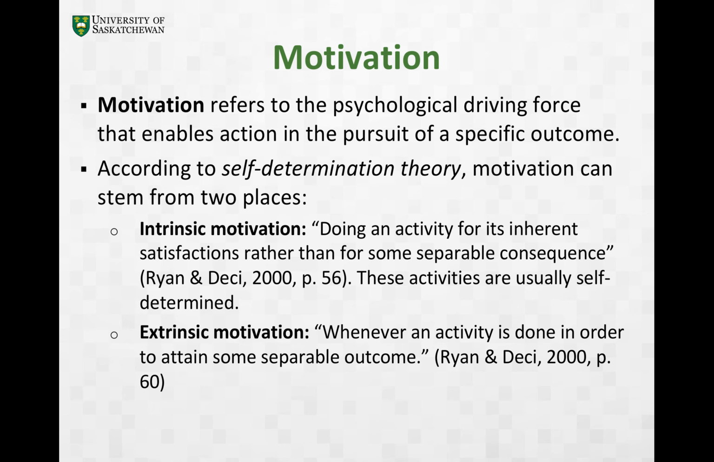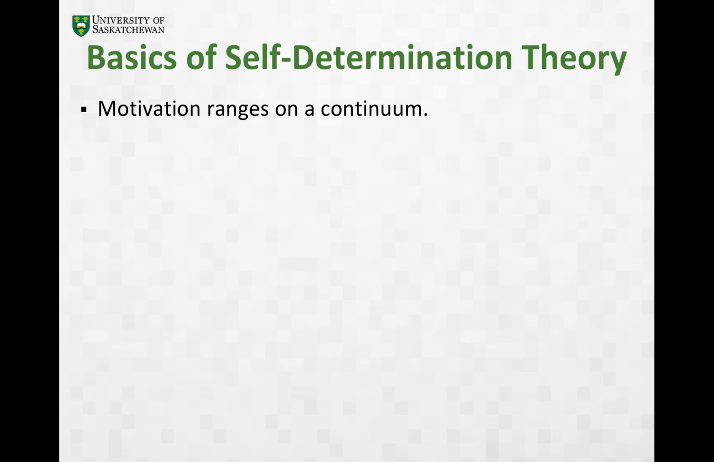Another place our motivation can stem from is extrinsic motivation. Now, extrinsic motivation is whenever we do something in order to obtain some separable outcome. We're doing it to achieve some type of goal outside of ourselves. So intrinsic motivation is coming from within us. Extrinsic motivation is coming from outside of us.